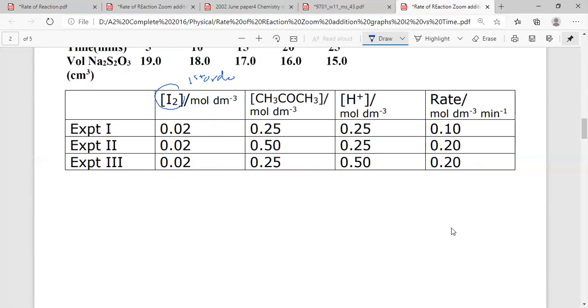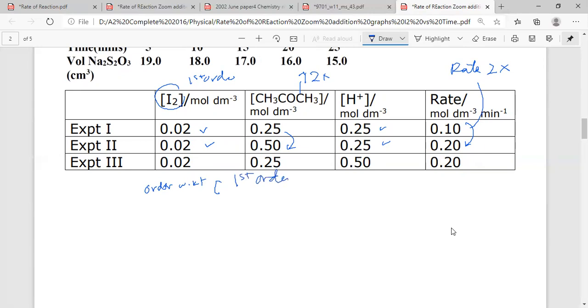In experiment 2, we keep the same iodine concentration and the H plus concentration the same, and we double the concentration of your propanone. See, the rate doubles. There's a way to explain this; later we go and see how the mechanism goes. If you increase the concentration of propanone by 2 times, the rate also increases by 2 times. That means from here you can say that the order with respect to propanone is first order.